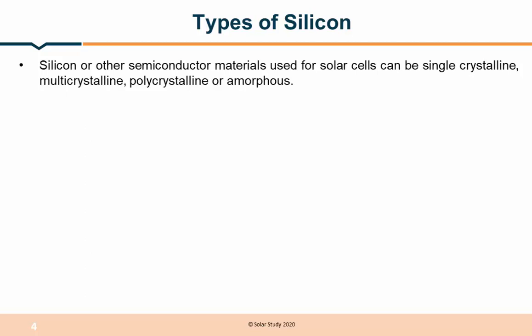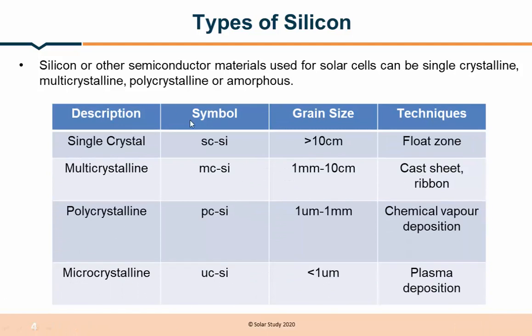In silicon, there are many different types: single crystalline, multi-crystalline, polycrystalline or amorphous. These differ in the atomic structure and how the silicon atoms are bonded together. According to the chemical bonding of silicon, we get different types of silicon, either single crystal, multi-crystal, polycrystal, etc. In this table, you will see first single crystal.